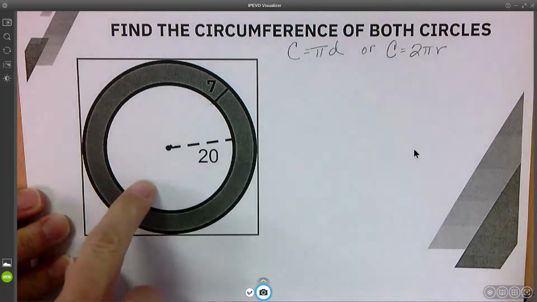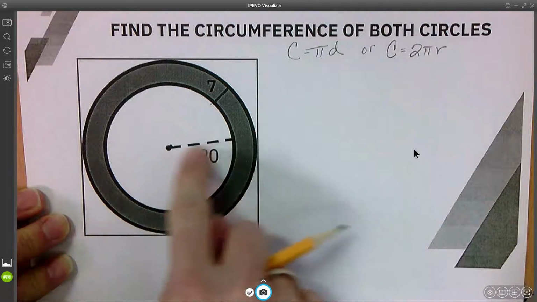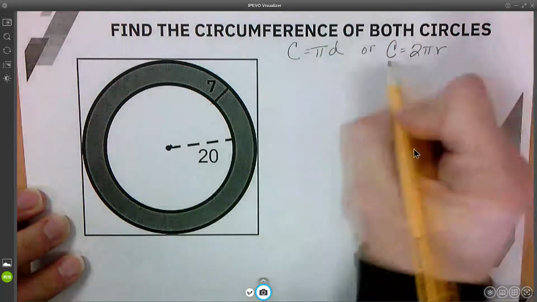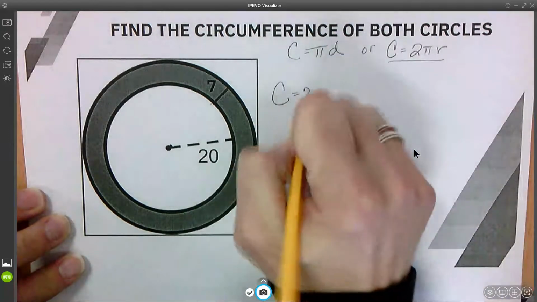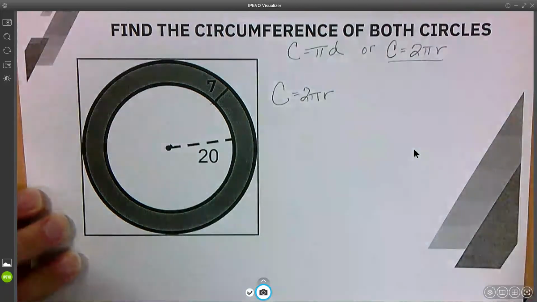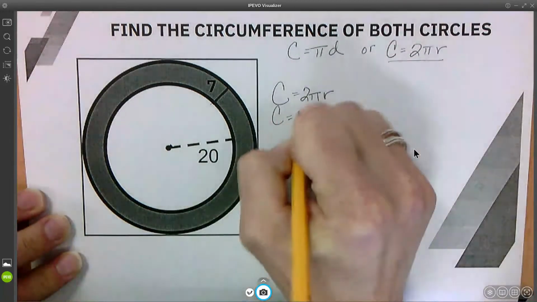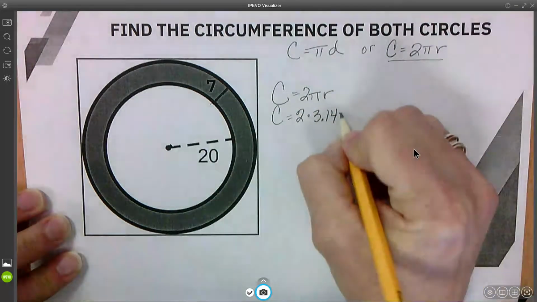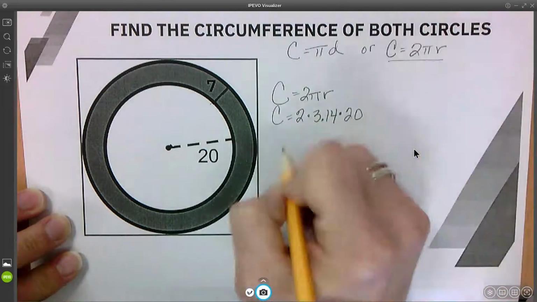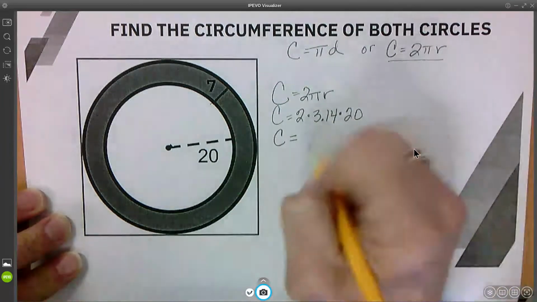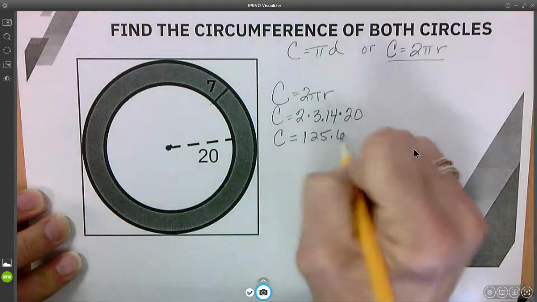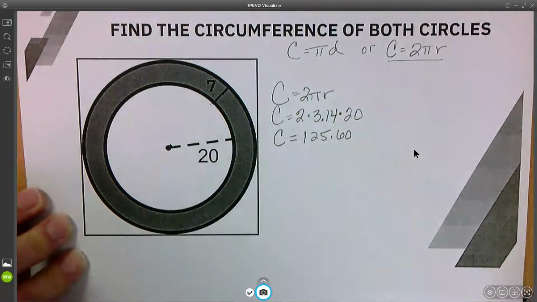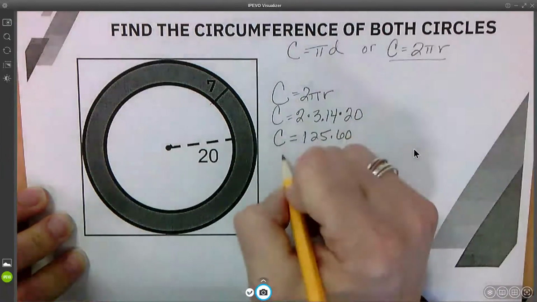I'm looking just at the white one now, and the information that is given to me is a radius of 20. So I want to use the circumference formula that uses radius. So I start with my formula, circumference equals 2 times pi times the radius. Go ahead and substitute in our numbers using 3.14 for pi because that is not a multiple of 7. And my radius is 20. So when I plug that into my calculator, I get 125.6. And this one doesn't have units, so I'm not going to include units in my answer. So that's the circumference of the smaller circle.